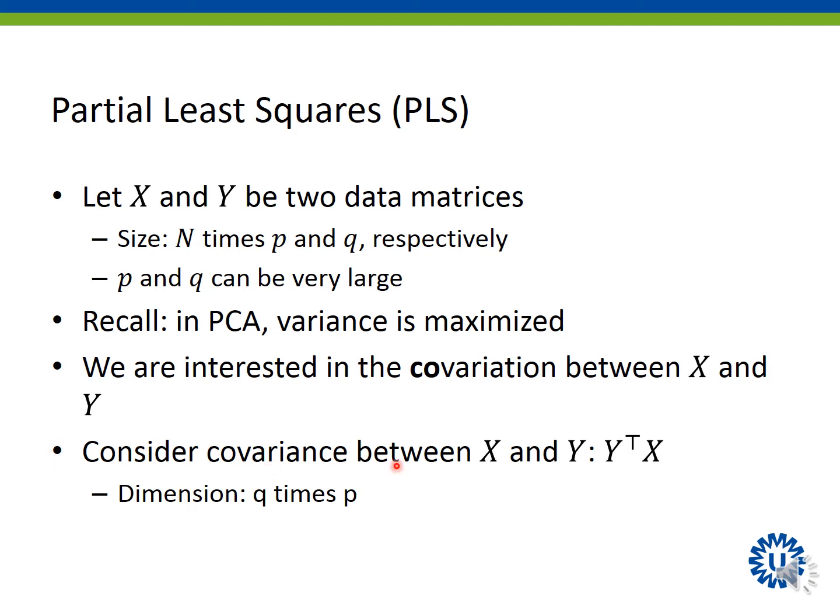Consider the covariance between X and Y. We can write that as this product, Y transpose X, or X transpose Y, say. The dimension of this matrix is Q times P, the number of metabolites times the number of genes.